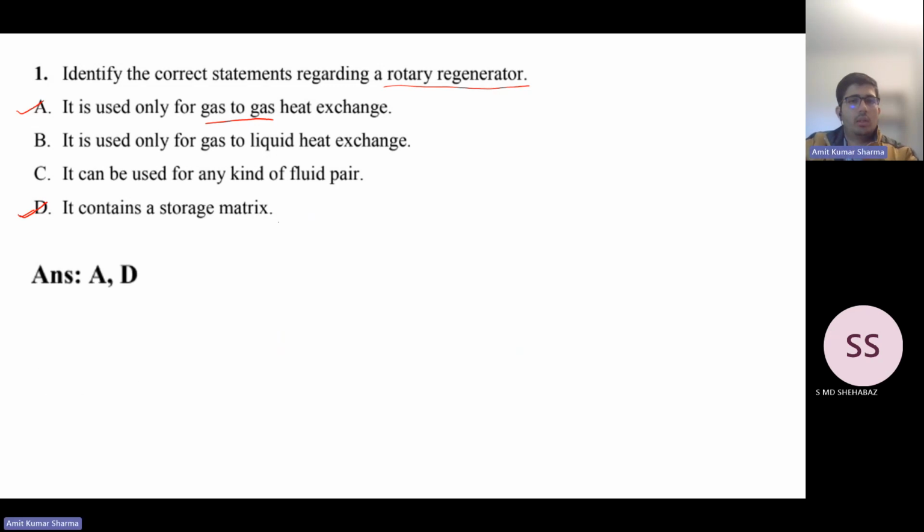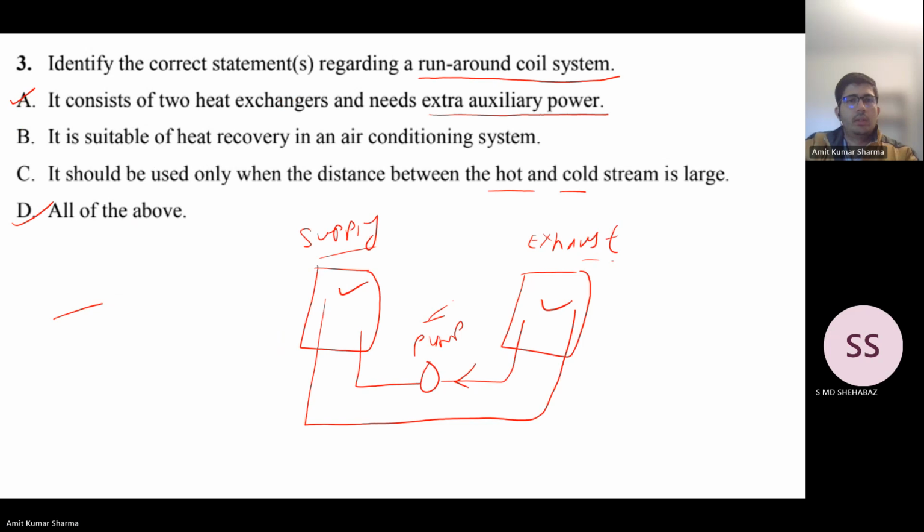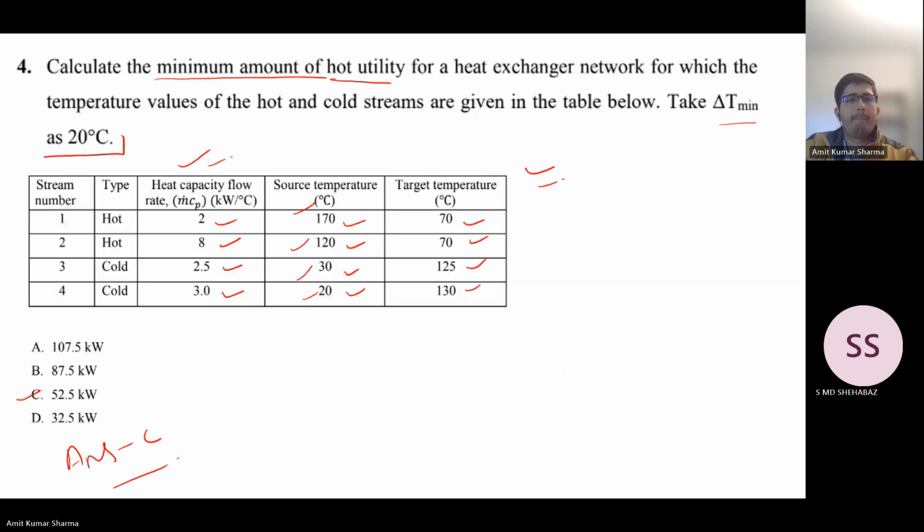I think it was just a theoretical question on the rotary regenerator. It was also a theoretical question about the regenerator. The answer was A and B. It was about the runaround coil system. So all statements are correct. This is the question regarding pinch point analysis, and multiple questions are connected to this.